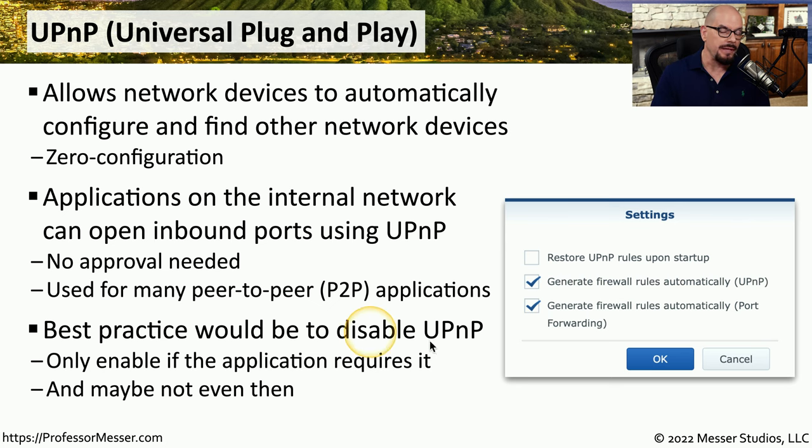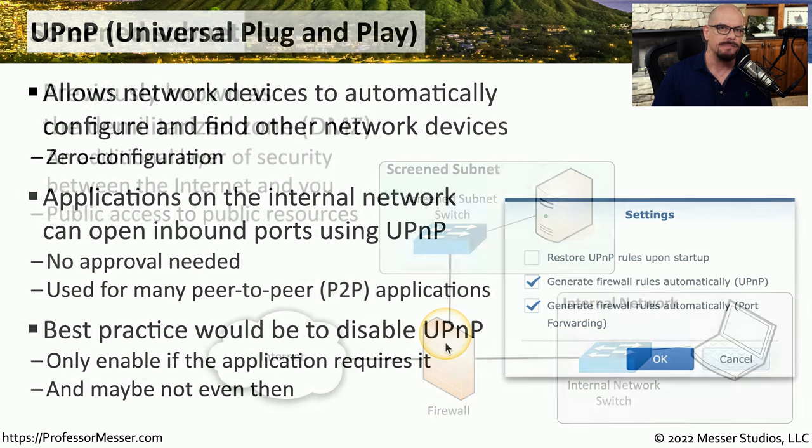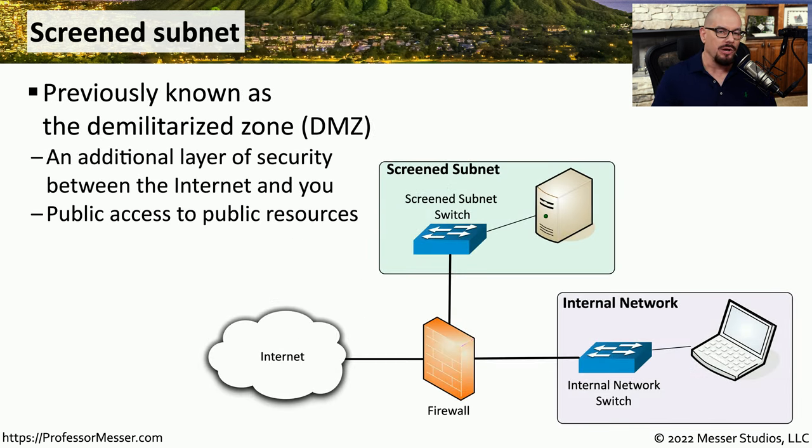The best practice would be to completely disable universal plug and play, and if somebody does need access to a service that's on your network, it might be a better idea to use a screened subnet. A screened subnet is what we used to call a demilitarized zone, or DMZ. It's a section of the network that is on the firewall but is not connected to your internal network.